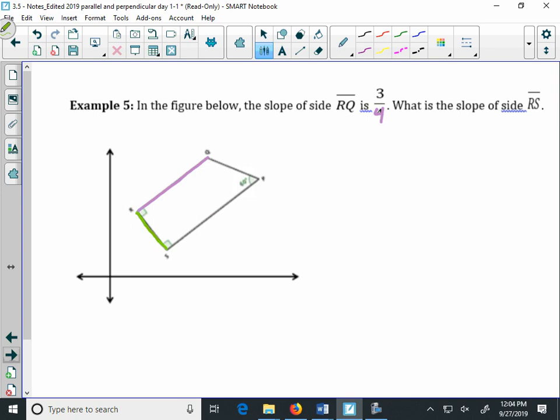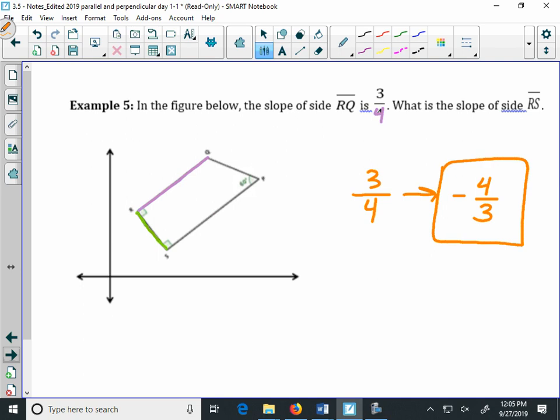What do you notice? What type of angles do those two sides make? Makes a right angle, which makes them what? Perpendicular. And what do we know about the slopes of perpendicular lines? Opposite reciprocal. So if the slope of RQ is 3/4, the slope of RS is going to be that opposite reciprocal. So what is the opposite reciprocal of 3 over 4? Negative 4/3. Again, you just flip the fraction and then change the sign. So that is the slope of RS.